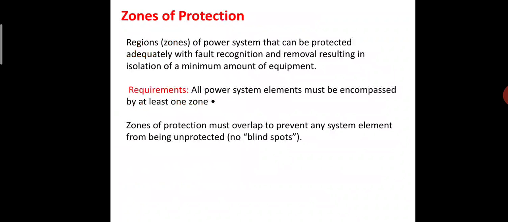Next one is zones of protection. Regions or zones of a power system that can be protected adequately, with fault recognition and removal resulting in isolation of a minimum amount of equipment. Requirements: all power system elements must be encompassed by at least one zone. Zones of protection must overlap to prevent any system element from being unprotected.